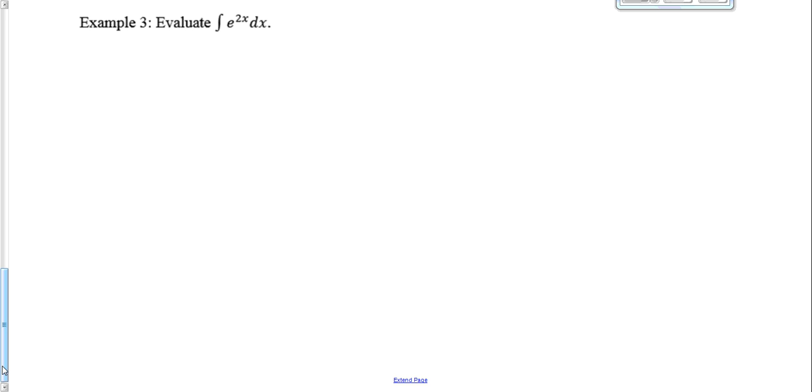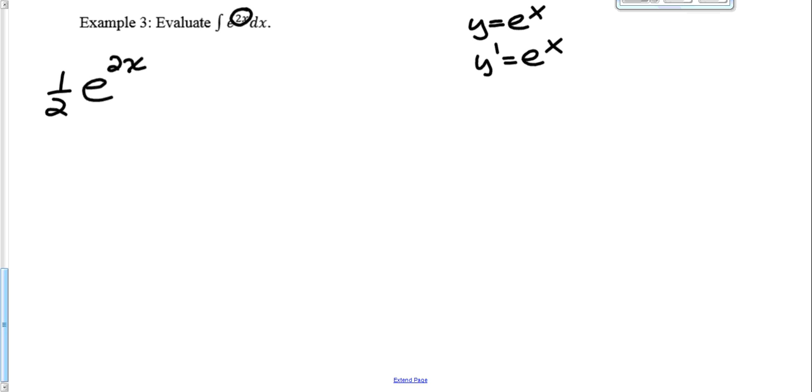Let's think about the derivative. If I have e raised to the x, the derivative of that is e raised to the x. What I do need to take into account is this 2. I'm not taking e to the x, I'm taking e to the 2x. So now I'm going to have e to the 2x. But when I go backwards and I take the derivative, I'm going to end up multiplying by 2, but there's no 2 there. So I also need to have a 1/2.